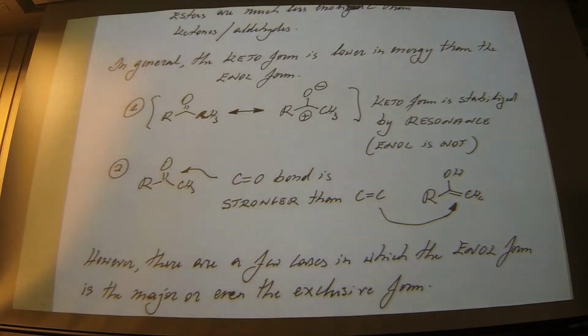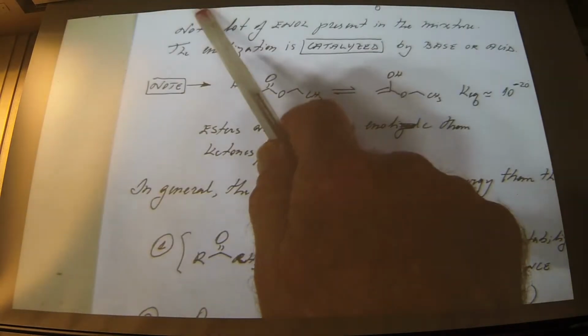Okay, so you're taking a carbon-oxygen double bond in the ketone, and you're exchanging it for a carbon-carbon double bond in the enol. It turns out that the ketone CO bond is stronger than the CC bond. So it makes sense that you would have more of the ketone at equilibrium, less of the enol. It's more stable than that.